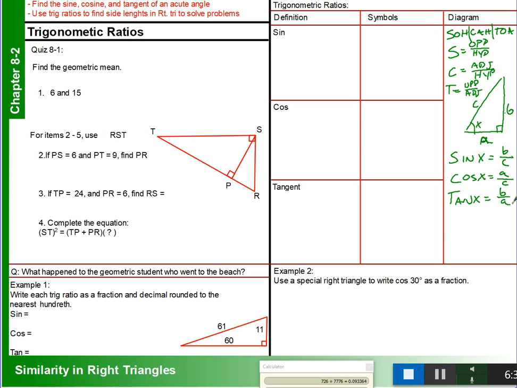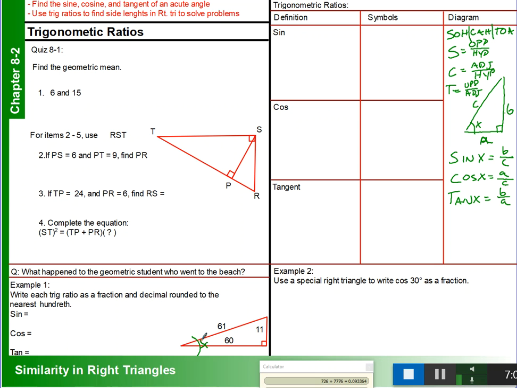All right, so with these functions, we can find angle measurements of right triangles if we know some of the side lengths. So let's take a look at this one. Now, I don't have a good scientific calculator here, so you're on your own on this, but I can do the fractions, no problem. So write each trig ratio as a fraction or decimal rounded to the nearest hundredth. And let's call this angle x.